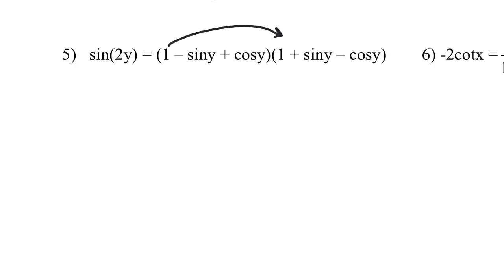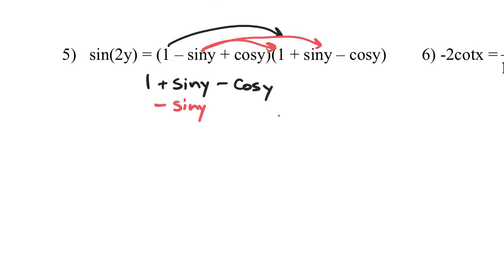1 times 1 gets us 1. 1 times sine gets us sine y. 1 times negative cosine y gets us negative cosine y. Our second distribution here, I'll just change colors. Negative sine, we're going to have a minus sine y here. We're going to have a minus sine squared y. And we're going to have a plus sine y cosine y.